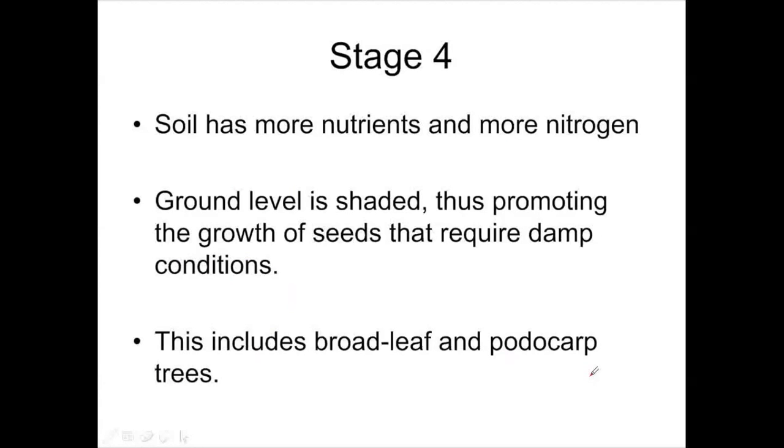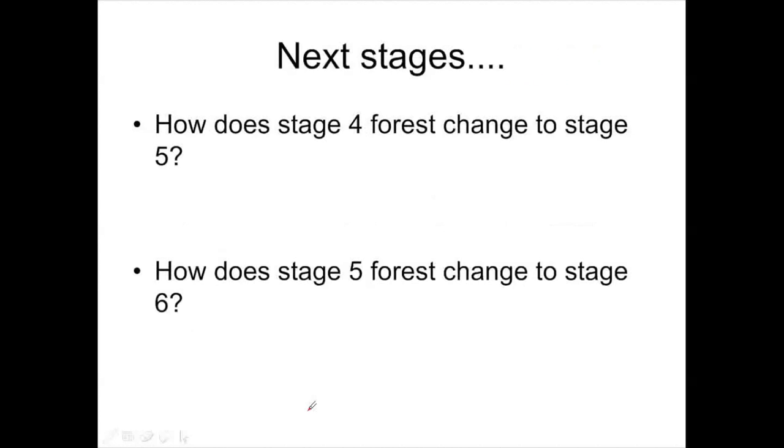Okay, stage 4. Stage 4 has more nutrients and more nitrogen. So we've now moved to our broadleaf and podocarps. Soil has more nutrients and nitrogen. The ground level is now shaded, thus promoting the growth of seeds that require damp conditions. This includes the broadleaf and podocarp trees.